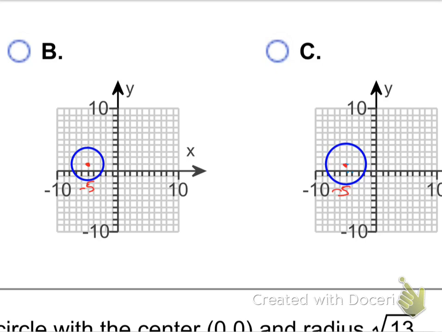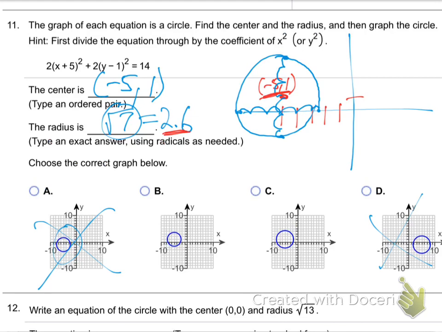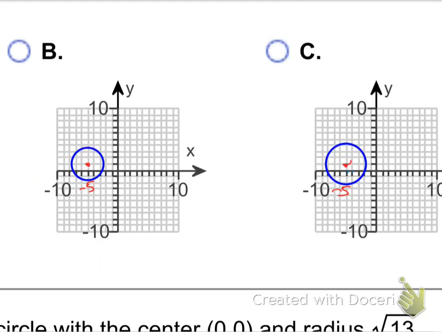Okay, so from that center, what's the radius? What's the radius supposed to be? About 2.6, not quite 3, huh? So see how this one goes up 1, 2, 3, all the way up 3. It's too far. This one goes 1, 2, and a little bit more. B is the right answer. It's clear close though. C, the radius just went a little too far.